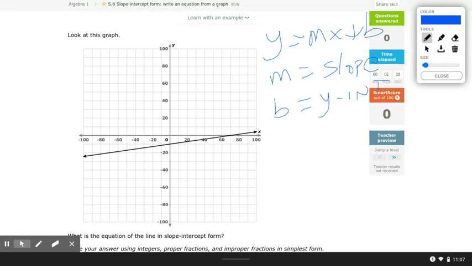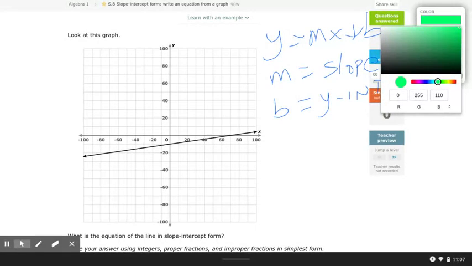First thing we're going to do is fill in this equation, but we need to find our y-intercept first. We'll use green for our y-intercept. When I find my y-intercept, I go to my y-axis and find the point where it crosses the y-axis, which is right there.